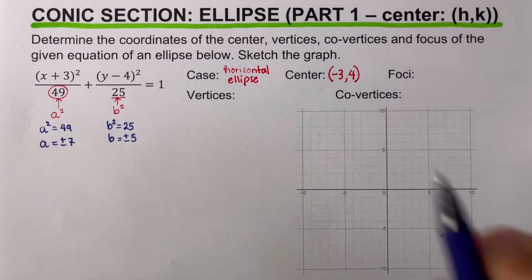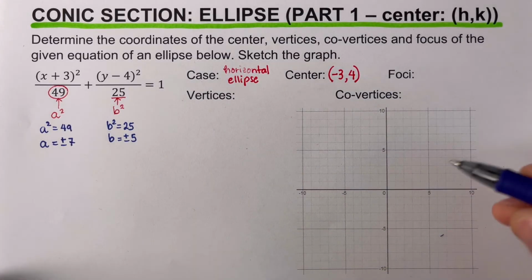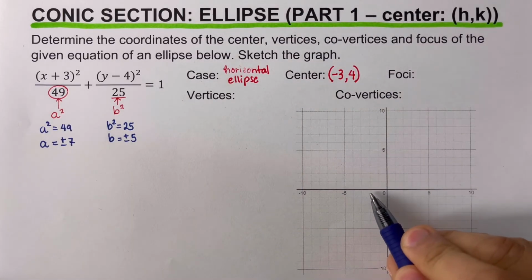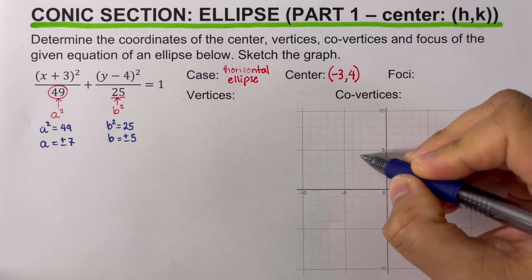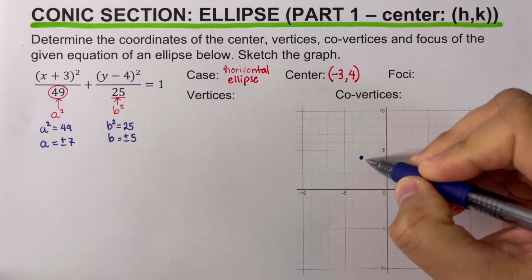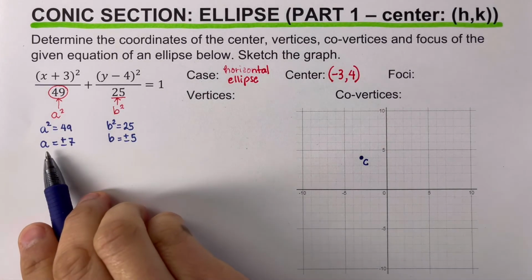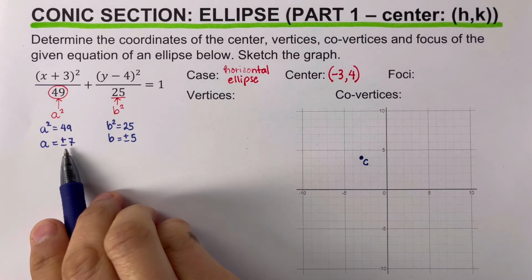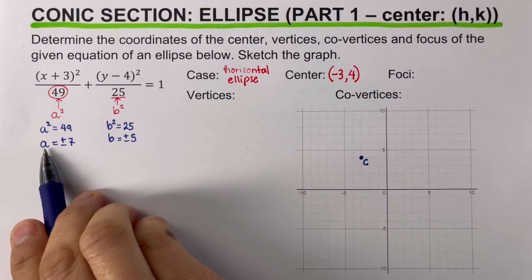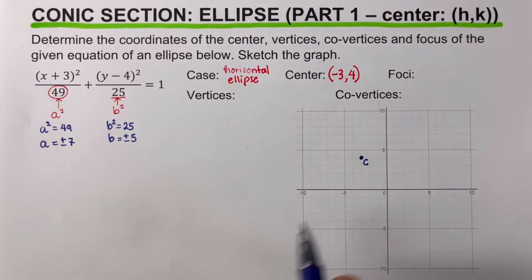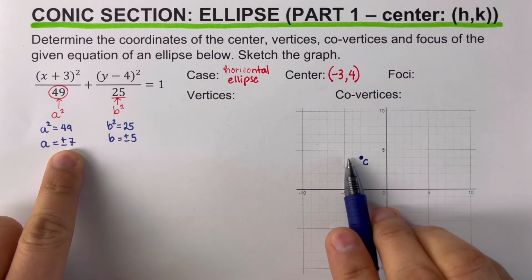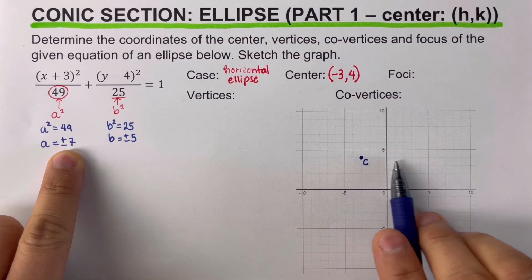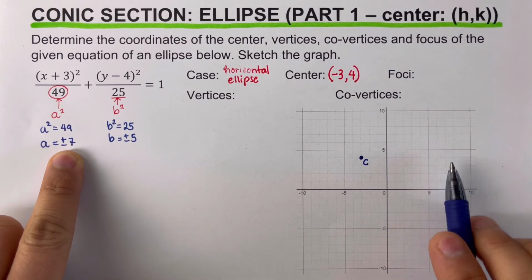So I go ahead and plot this center right here. That is negative 3 and 4. So this is our center. I'm going to label this as letter C. And we say that our a is plus minus 7. Remember that a is the distance from the center to the vertex. And since this is a horizontal ellipse, I do 7 steps to the left and 7 steps to the right to determine the two vertices.